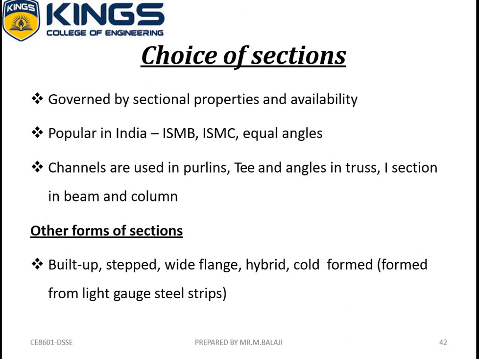So how to choose the section? First one is sectional properties and availability. In India, ISMB, Indian Standard Medium Beam, Indian Standard Medium Channel and equal angles are used. Channels are used in purlins. T and angles are used in trusses. I section in beam and column. Other forms of section are built up, stepped, wide flange, hybrid, cold form.